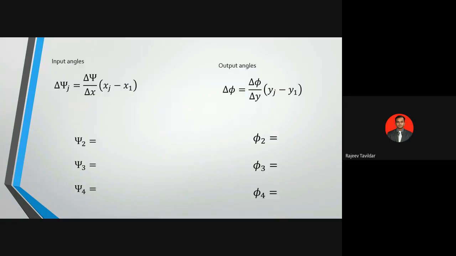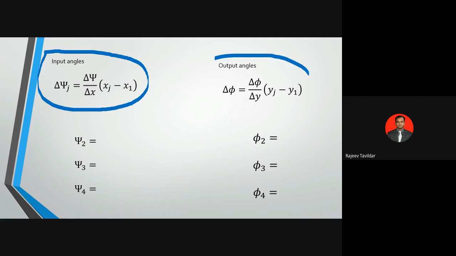Okay. So with these terminologies, here is the equation. This is the equation which I'm going to use to calculate the precision angles at the input link. The formula says delta psi j is equal to delta psi upon delta x, in the bracket, we have xj minus x1. Similarly, for output angle, I'm just replacing psi with phi and I'm replacing x with y.